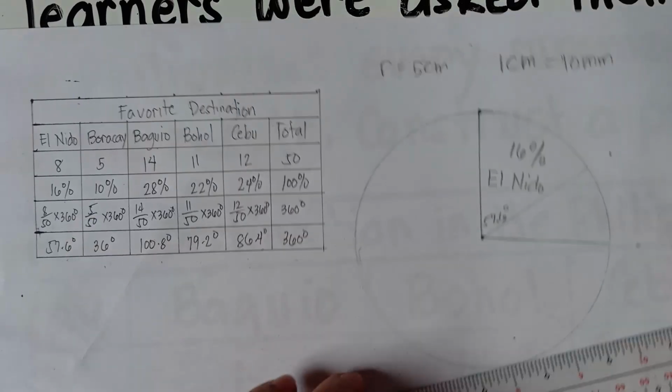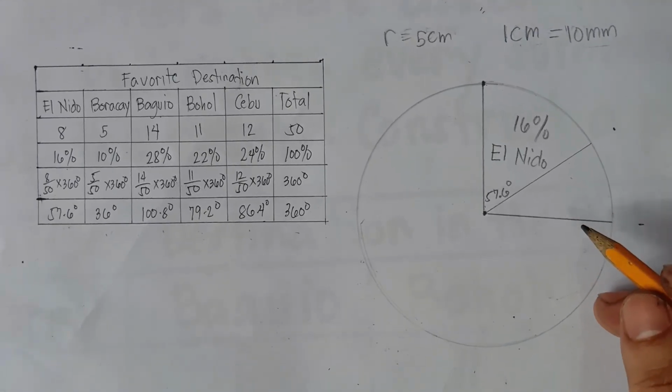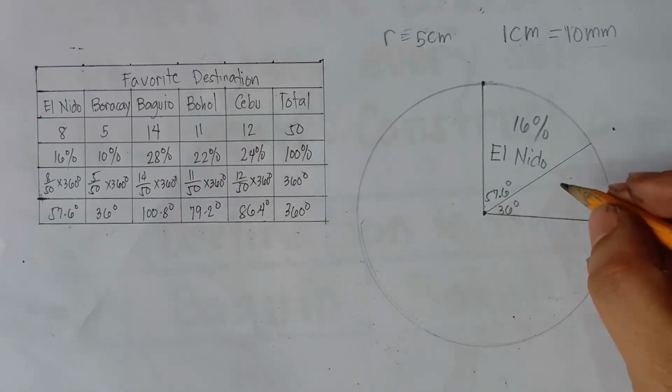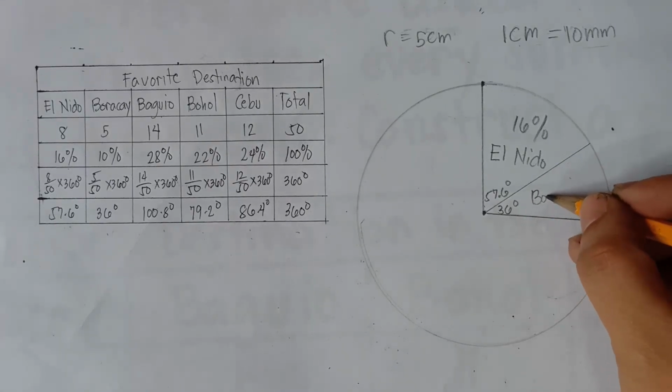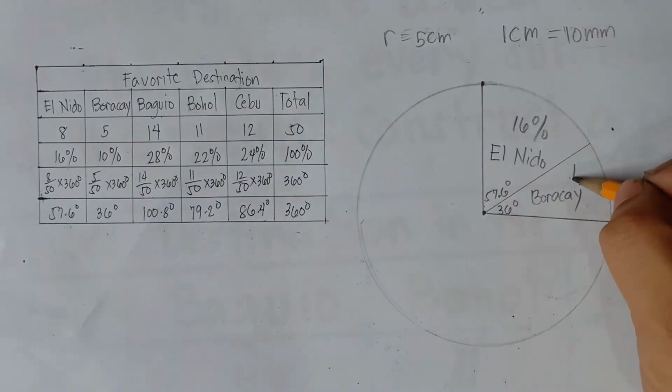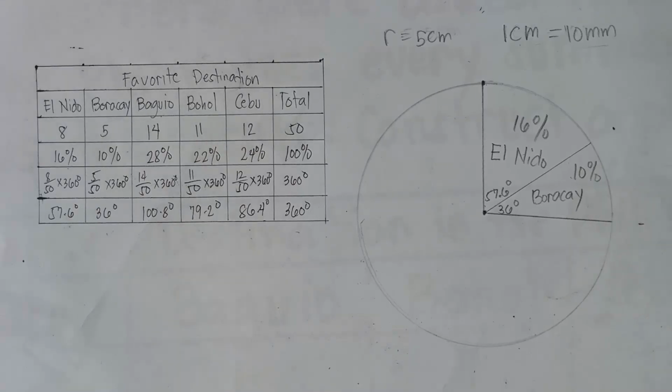Alright, there you have it. So we have 36 degrees, and then this is Boracay. And then the percentage, that would be 10%. Okay, so 10% for Boracay.